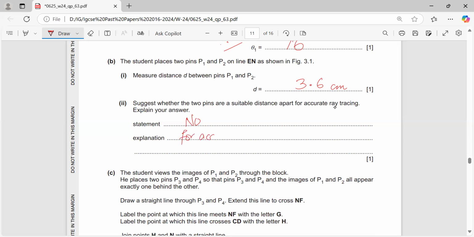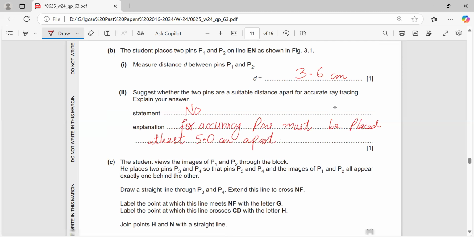So you can say, for accuracy, pins must be placed at least 5 centimeters apart.